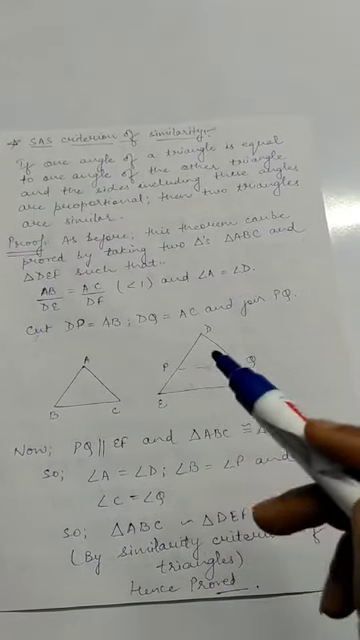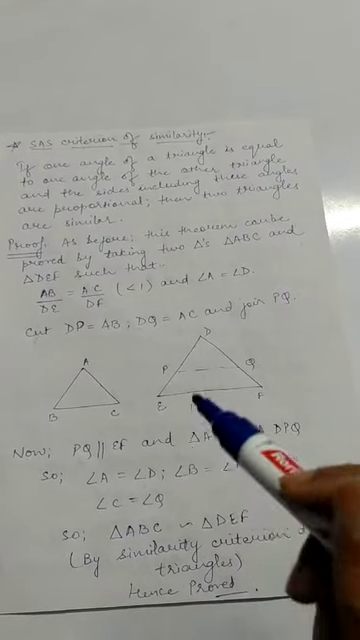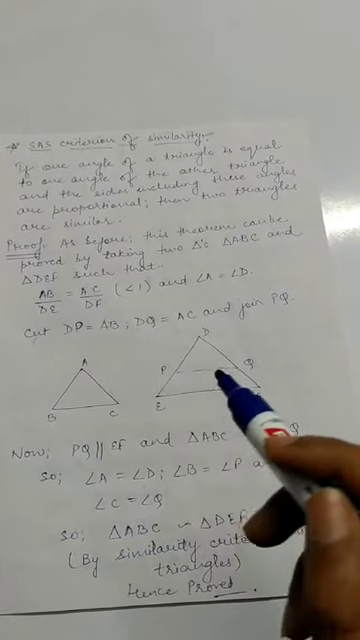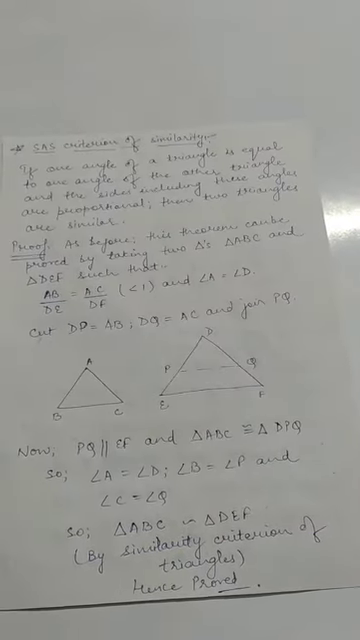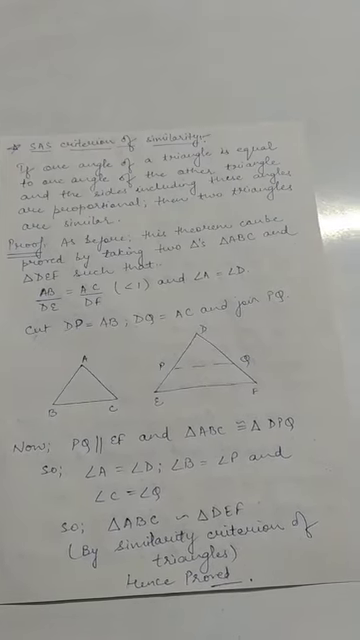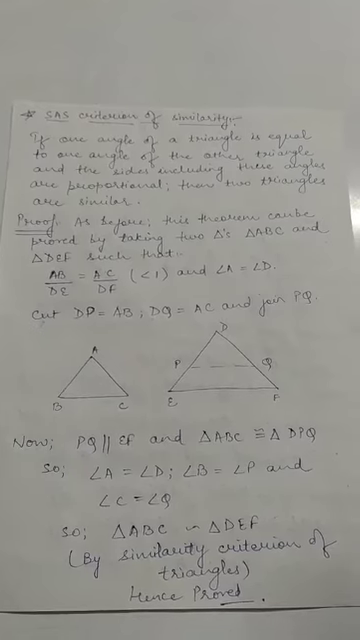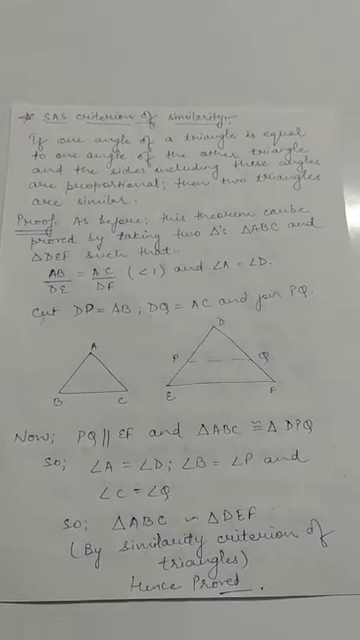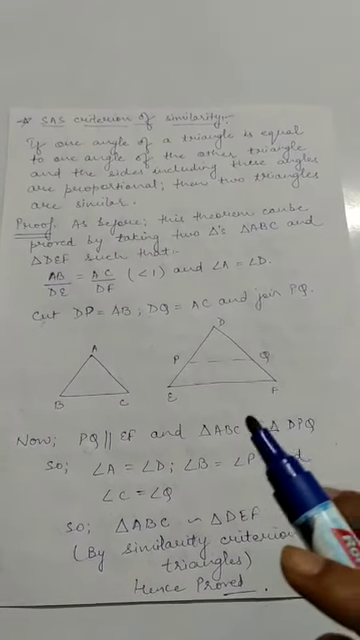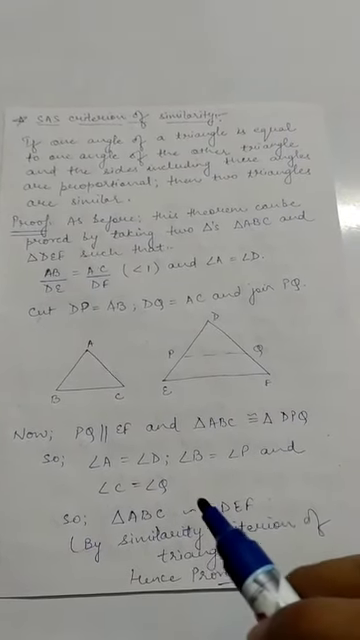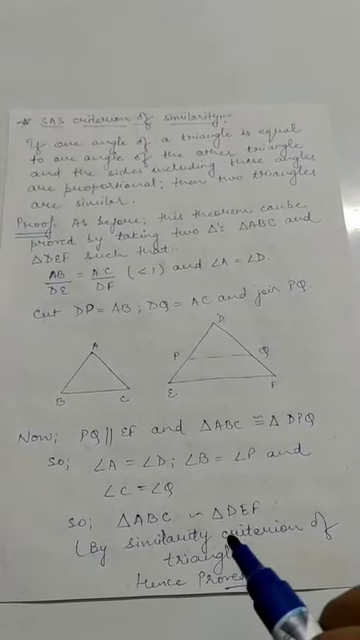This triangle is a part of this triangle, and angle A equals angle D. Cut again DP equals AB, DQ equals AC and join PQ. Now PQ is parallel to EF and triangle ABC is congruent to triangle DPQ. Angle A equals angle D, angle B equals angle P and angle C equals angle Q. So the triangles are similar by the similarity criteria of triangles, hence proved.